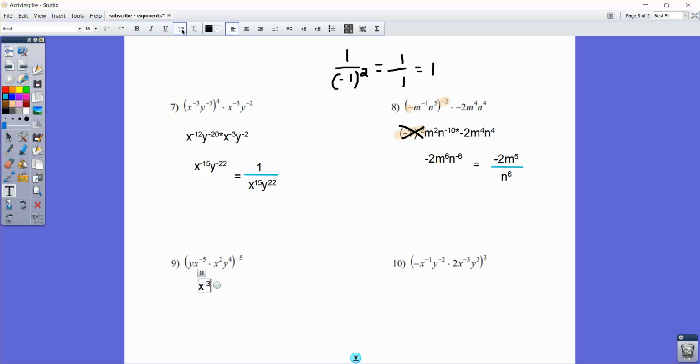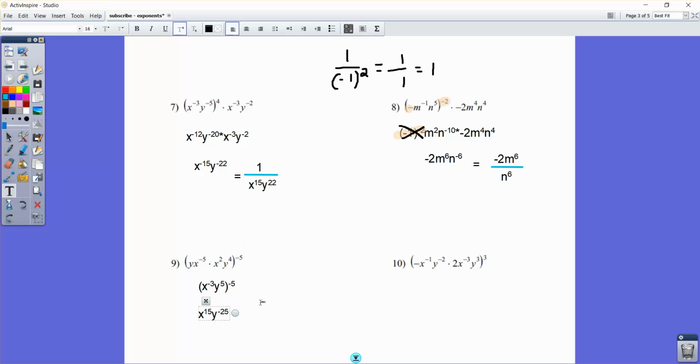So we like to write our variables in alphabetical order as well. So x to the negative 3, and then times y to the fifth. All right, and then we should actually put this in parentheses, and then we will have an exponent of negative 5. So what happens here? Well, when we have a negative 5 exponent here, x to the negative 3, x to the negative 5, that's going to become x to the 15th. And then that will be times y to the negative 25th.